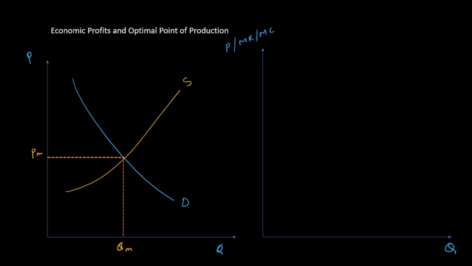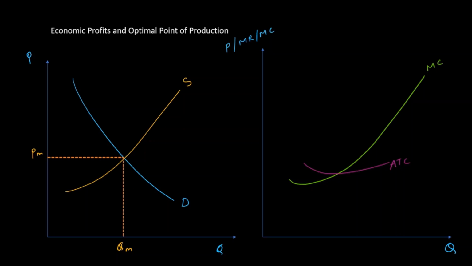Now let's see what happens at the firm level. So on the x-axis, let me put quantity. On the y-axis, I have price or the marginal cost. This is my marginal cost curve. This is my average total cost curve. We already discussed earlier in one of my previous videos that the firm would continue to produce till the marginal revenue is equal to marginal cost.